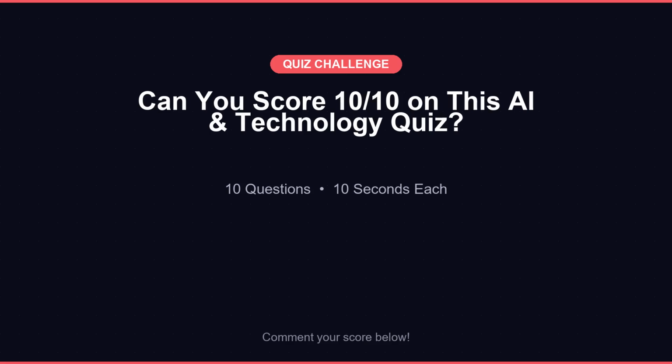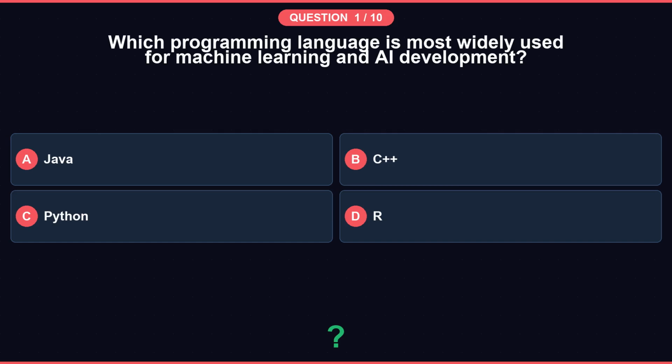Good luck! Question 1. Which programming language is most widely used for machine learning and AI development? A. Java, B. C++, C. Python, D. R.